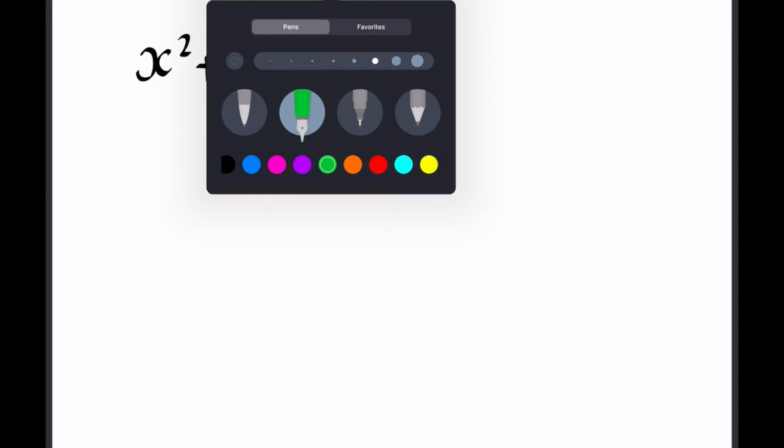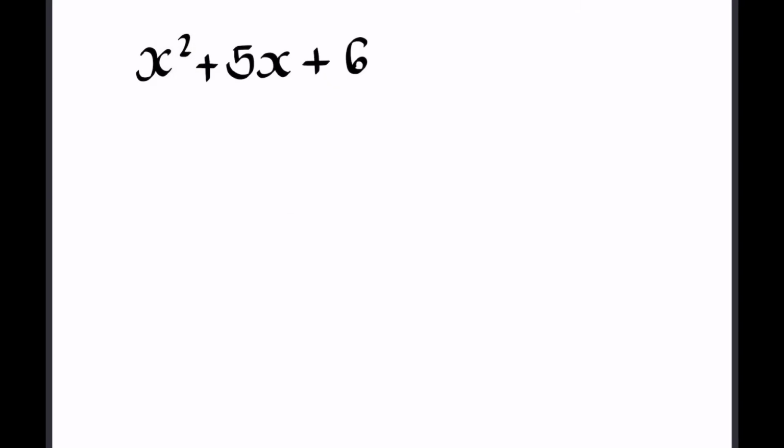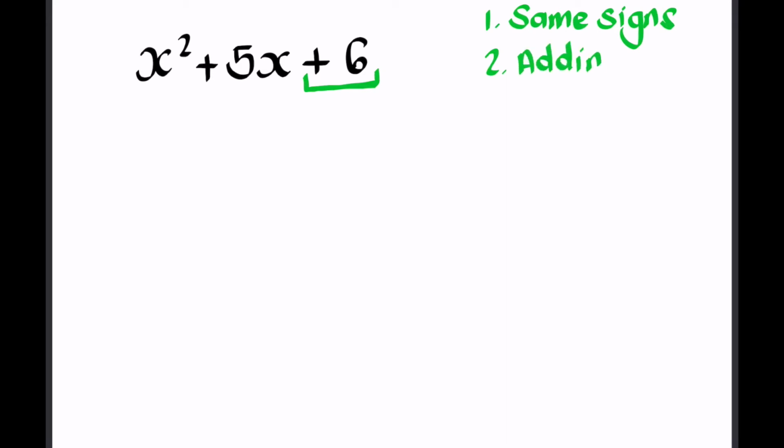So the process that I'm going to use to factorize this trinomial is I'm going to look at my third term. My third term is positive 6. That positive tells me two things. It tells me that I'm going to have the same signs in both of my brackets and that I'm adding. What am I adding? I'm adding the factors of 6 to give me my middle term, which is a 5.